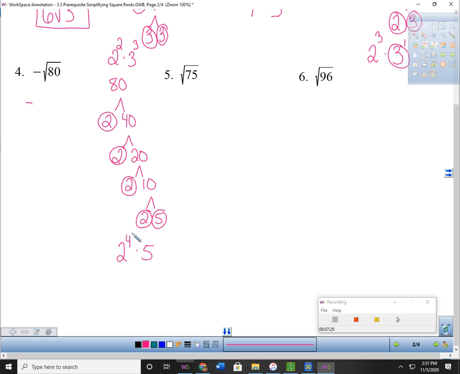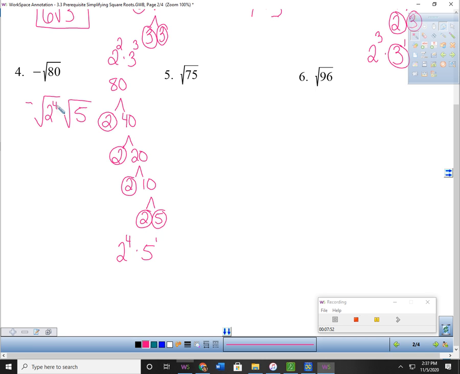Yes, because 4 will divide by 2, right? But this 5 to the 1st, is that a perfect square? No. And am I going to be able to do anything with that? No, because the power is smaller than my root number, which is 2, right? So I've got the square root of 2 to the 4th times the square root of 5.